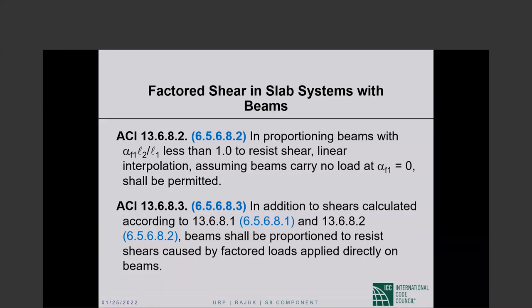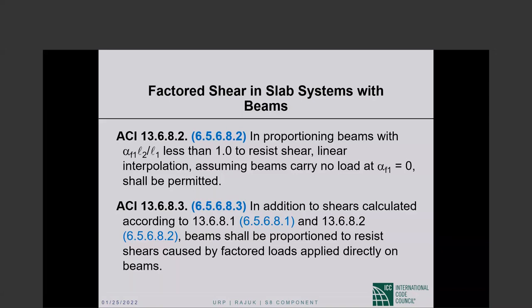So then ACI 318 is saying you can proportion down. So for alpha sub F1 L sub 2 over L sub 1 equal to 1, the shear that I showed you on the plan goes to the beam. What if alpha sub F1 L sub 2 over L sub 1 is 0.5? Then the suggestion is only half the shear goes to the beam. The other half of the shear has to be dealt with in the slab. Okay, so that is the kind of message that ACI 318 gives you.